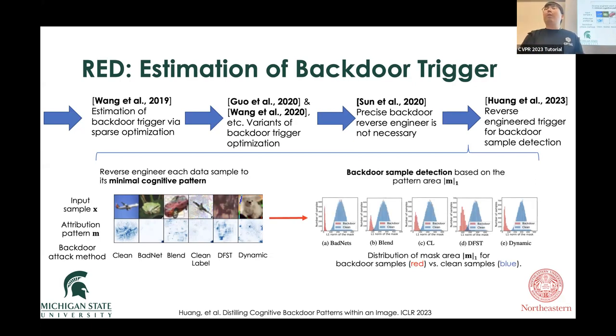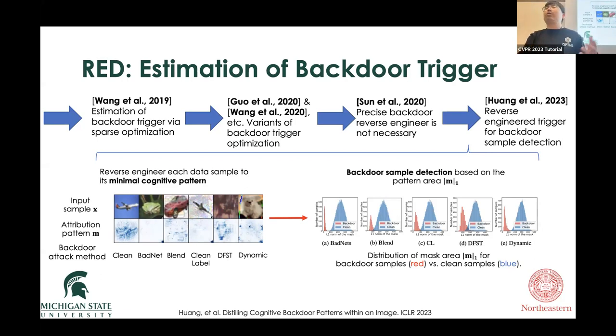How do they build the detector? They just use the norm of this. M is a mask, a sparse mask, remember? You can consider the L1 norm of the mask as a backdoor model detector. If the model is a clean model, the recovered M will have a larger L1 norm. But if the model is a backdoor model, shown in red, then the L1 norm is typically small.